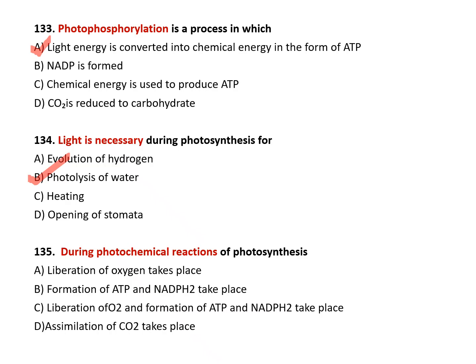The next question, number 135. During the photochemical reaction of photosynthesis, option A, liberation of oxygen takes place; option B, formation of ATP and NADPH2 takes place; option C, liberation of oxygen and formation of ATP and NADPH2 takes place; option D, assimilation of carbon dioxide takes place. The correct answer is option C, liberation of oxygen and formation of ATP and NADPH2 takes place.